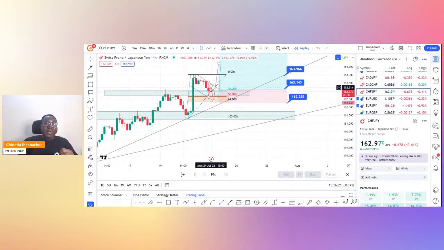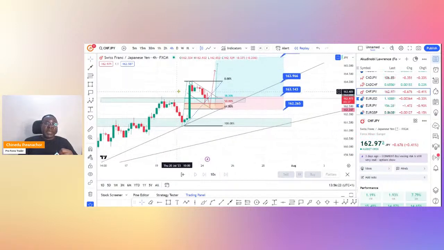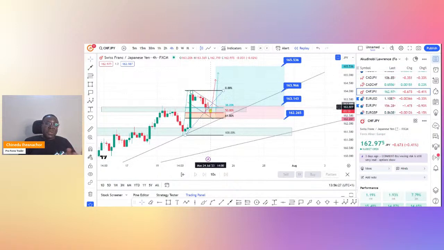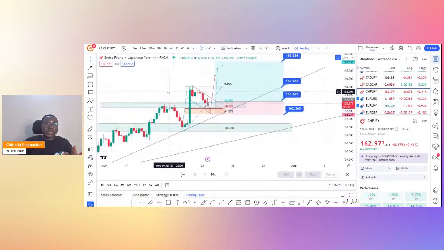And we also identified a flag here. This is a bullish flag. A break of this bullish flag will see markets move to give us another fresh all-time high on this CHF JPY.